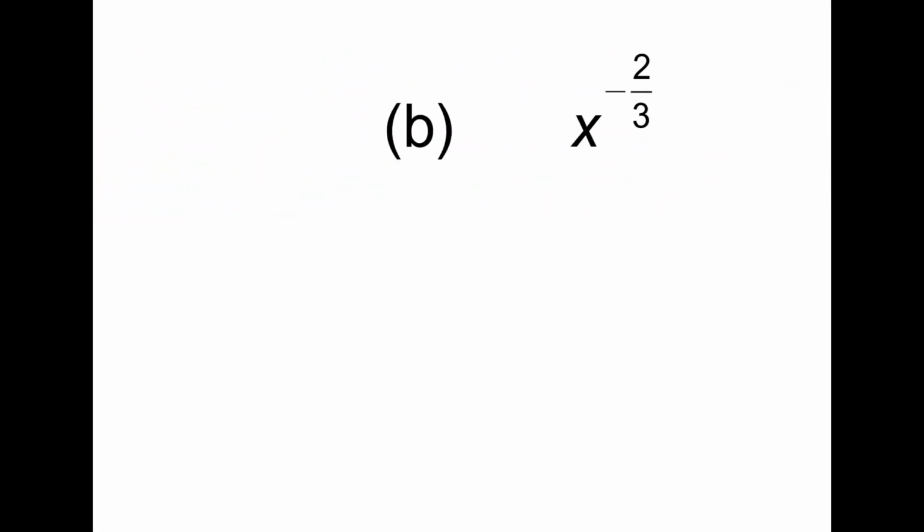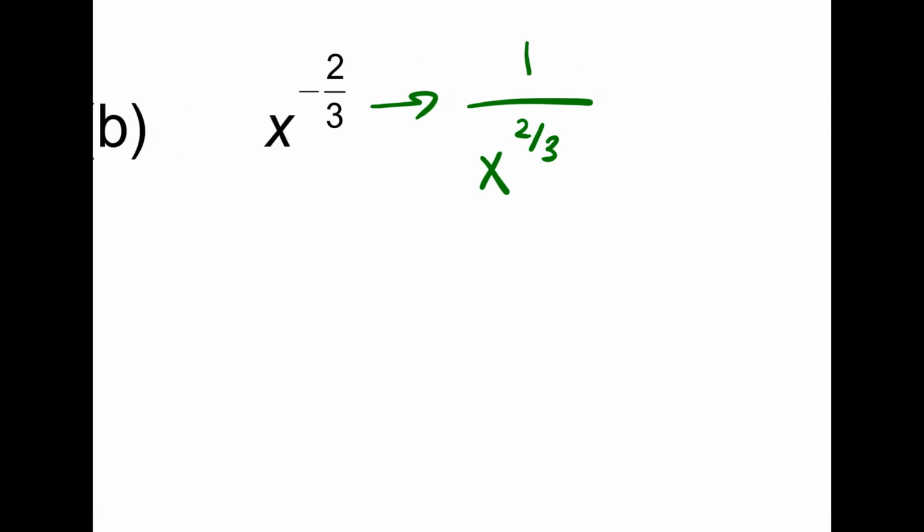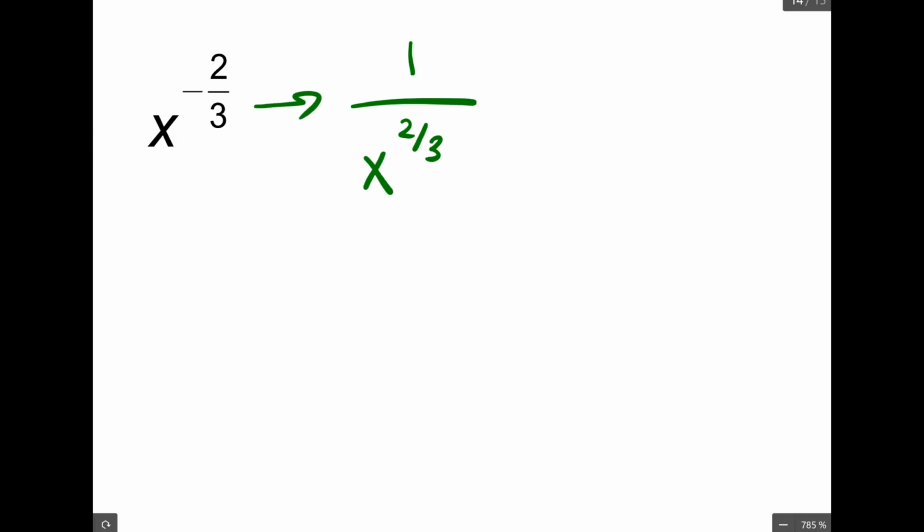Okay, let's try b. X to the negative 2/3. Well, I'm going to rewrite that immediately as 1 over x to the 2/3. All right, I'm going to get rid of the negative. But now I have a fraction as an exponent in my denominator. So what I want to happen is I want this just to be x to the first on the bottom.